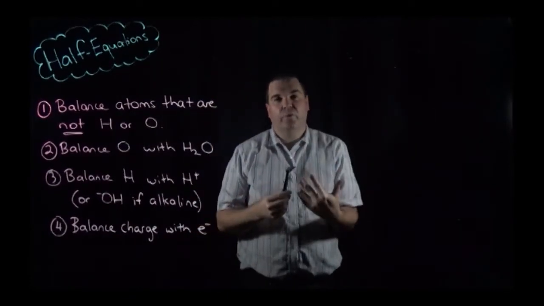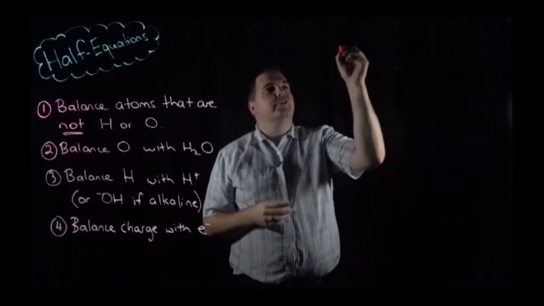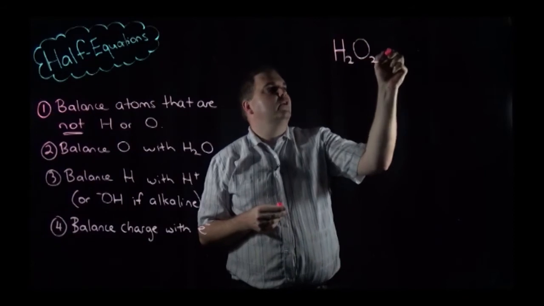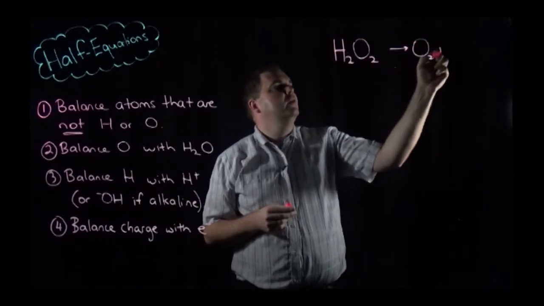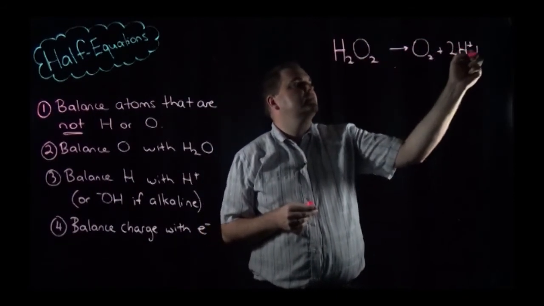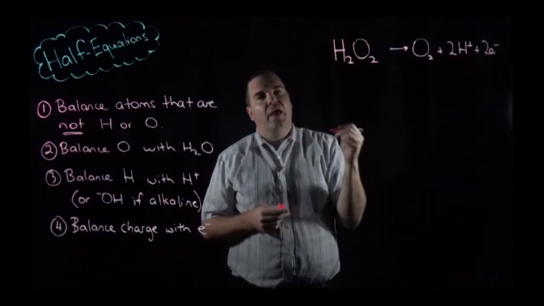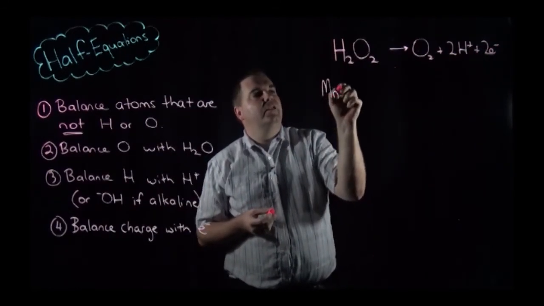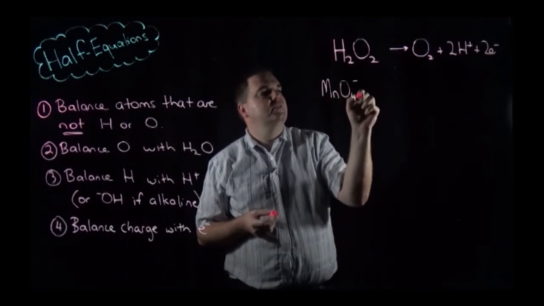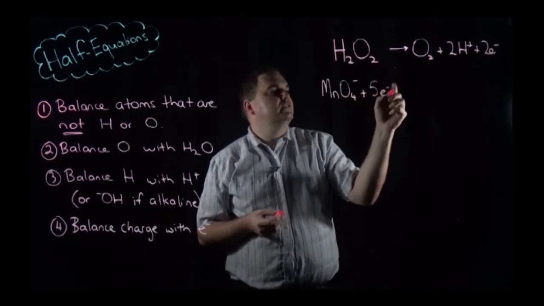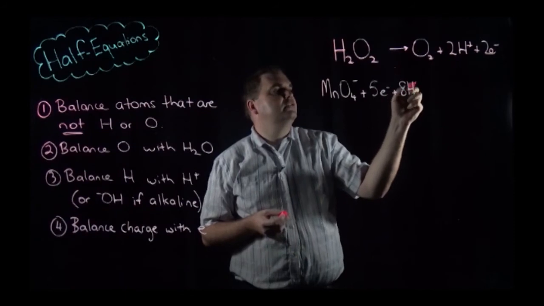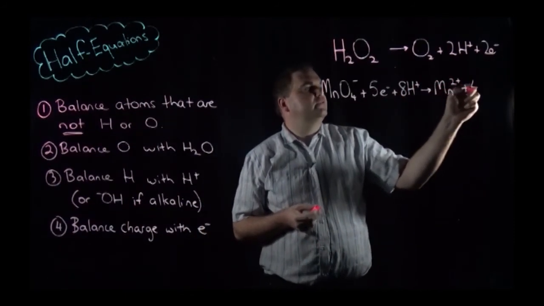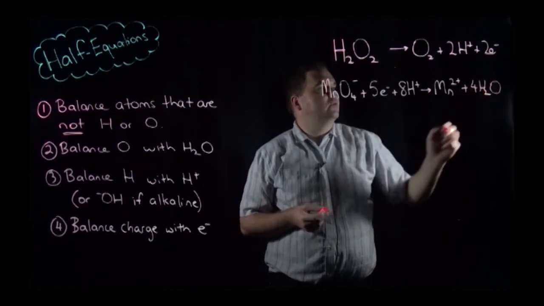So I'm going to take 2 equations that we've already done. I'm going to take hydrogen peroxide, going to oxygen, plus 2H+ and 2e-. And I'm going to take the permanganate one that we also did. So MnO4-, 5 electrons, 8 hydrogens, giving us Mn2+ and 4 H2O.